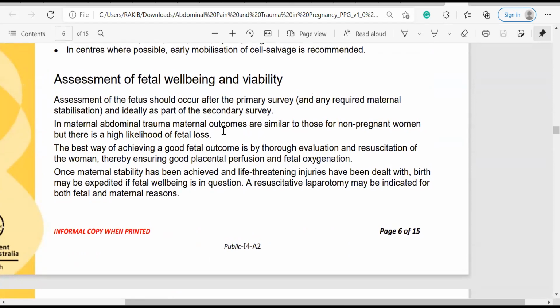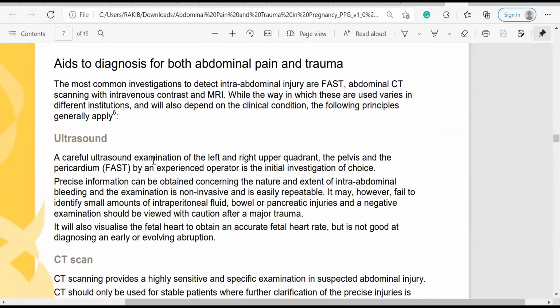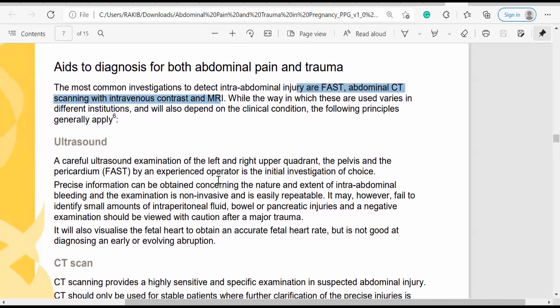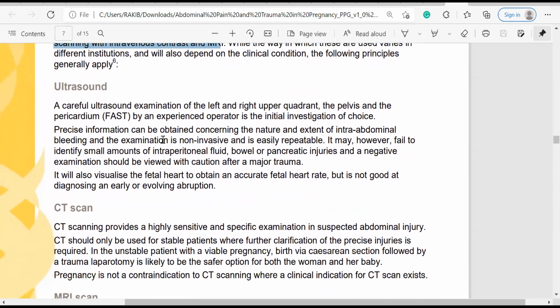So assessment of fetal well-being is important. So you do that usually by going through the CTG. And then for maternal complication, to detect any intra-abdominal injury, you can do a FAST scan, abdominal CT or MRI. We try not to do CT scan in a pregnant patient at this time. Either MRI can be done or ultrasound is a very good one which you can do. So a careful ultrasound exam of abdomen, pelvis, and pericardium is the initial investigation of choice. Okay.